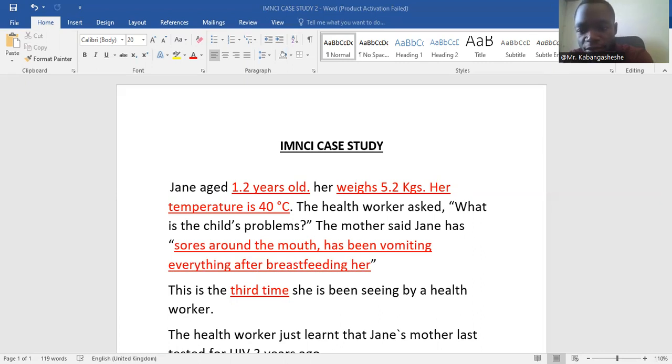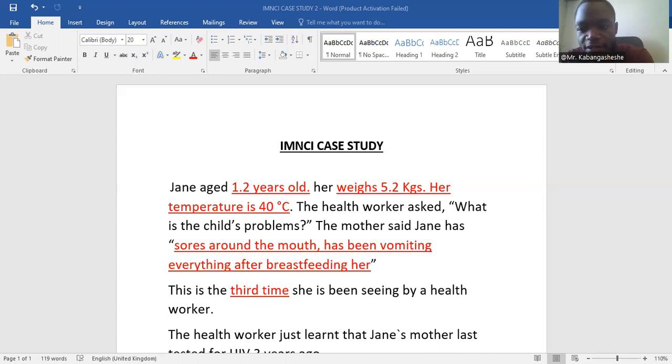Before you even continue the assessment, just give paracetamol as a start dose. Then you can continue with your assessment. So here, there's no need to ask if a child has fever. You already have been given, say the child has 40 degrees Celsius.